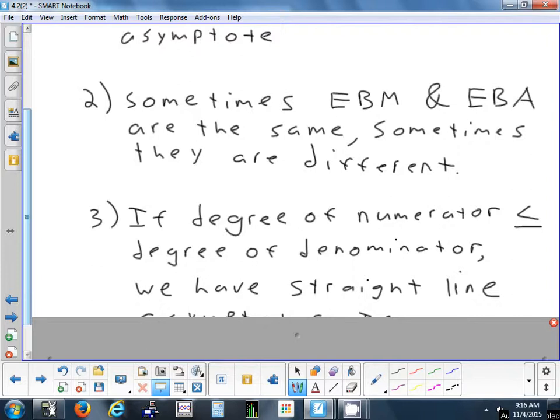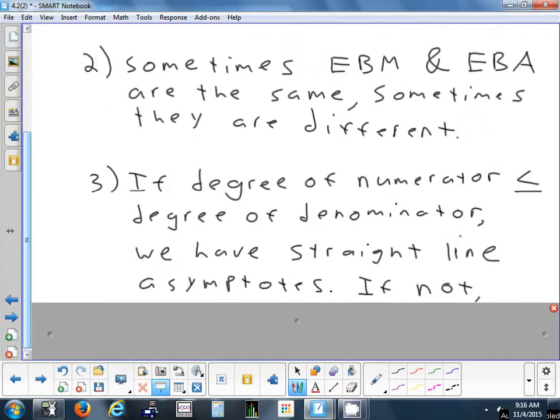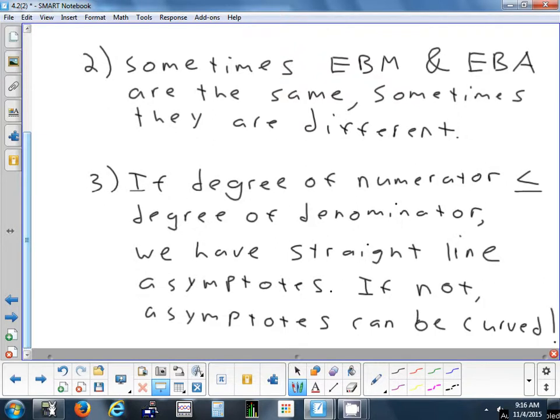Okay, in the kind of problems we did yesterday, where the degree of the numerator was always less than or equal to the degree of the denominator, we had asymptotes that were always straight lines. Okay, they were horizontal. We also had vertical ones, but right now I'm just talking about horizontal. Well, what happens if that's not true? If the degree of the numerator is not less than or equal to the denominator, we can get an asymptote that's curved.